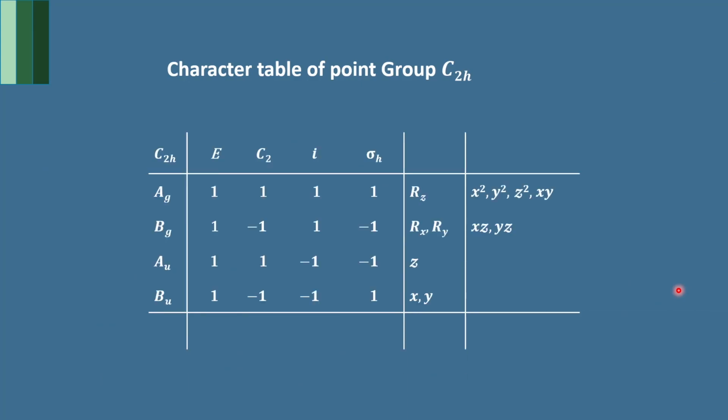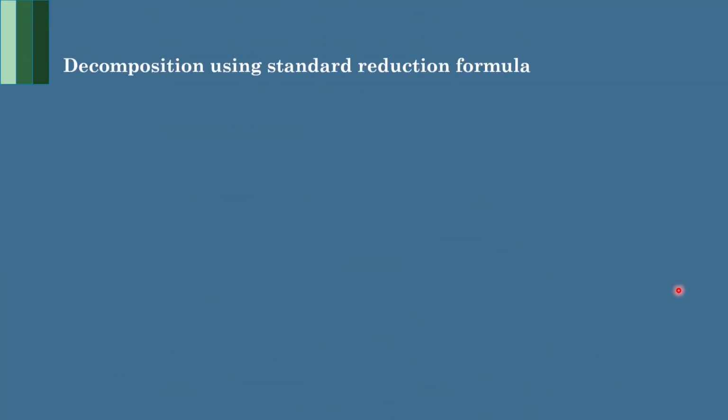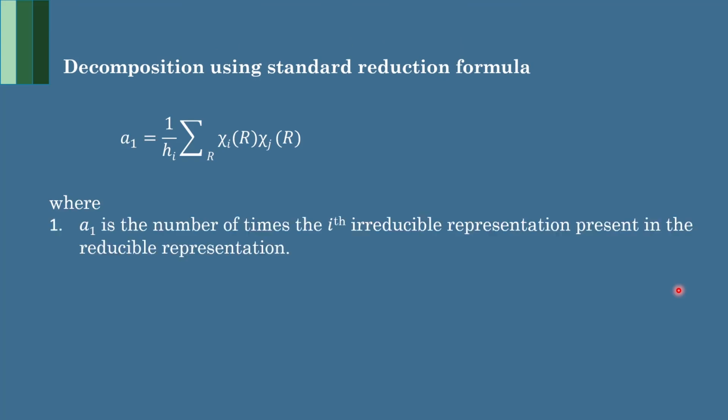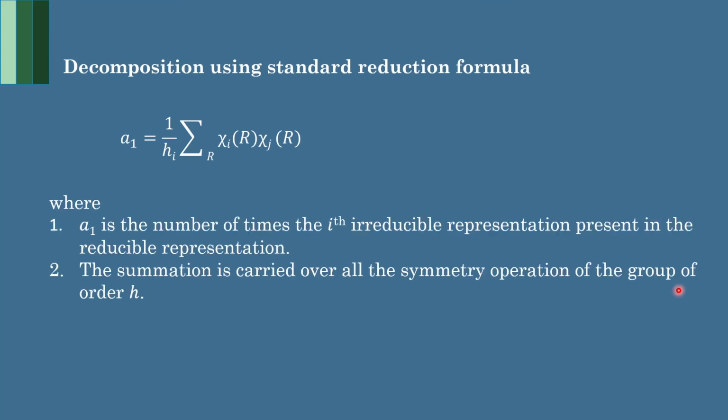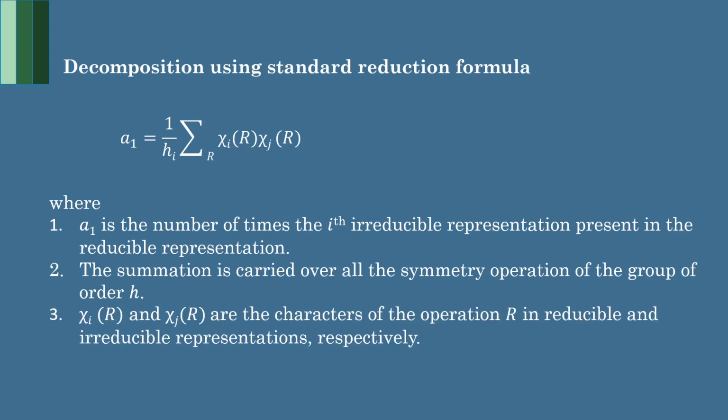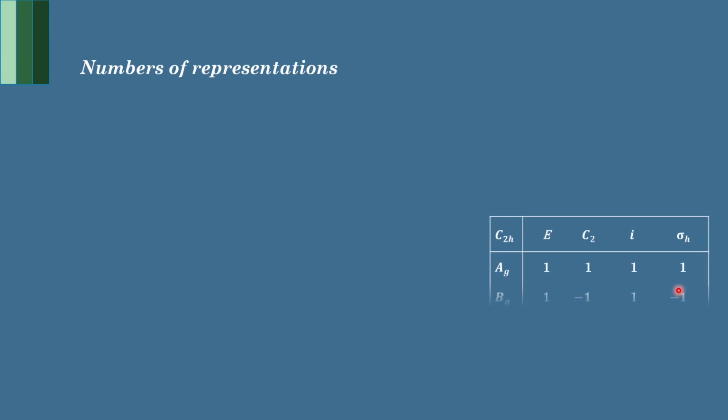Once you do it, you find that 18, 0, 0, 6 does not belong to any of the species, either Ag, Bg, Au or Bu. You know that all of them are one-dimensional irreducible representations. Now the next job is to decompose it using the standard reduction formula, a very convenient method of showing that reducible components can be expressed in terms of irreducible components, using this expression that we have described in earlier lectures also.